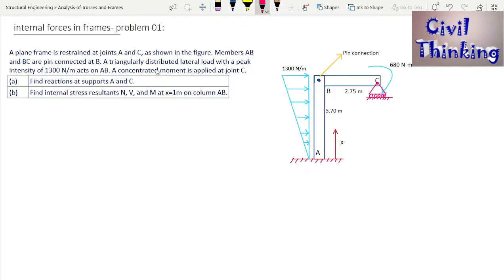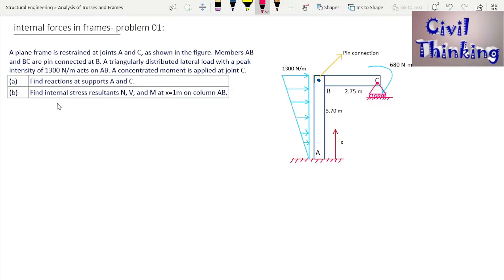Now a triangularly distributed lateral load with a peak intensity of 1300 Newton per meter acts on AB. In this frame the triangular load varies uniformly. At A the intensity of the load is 0, and at B the intensity is 1300 Newton per meter, right? Now a concentrated moment is applied at joint C. Joint C is part of member BC, right? At joint C there is a moment of 680 Newton meter acting.